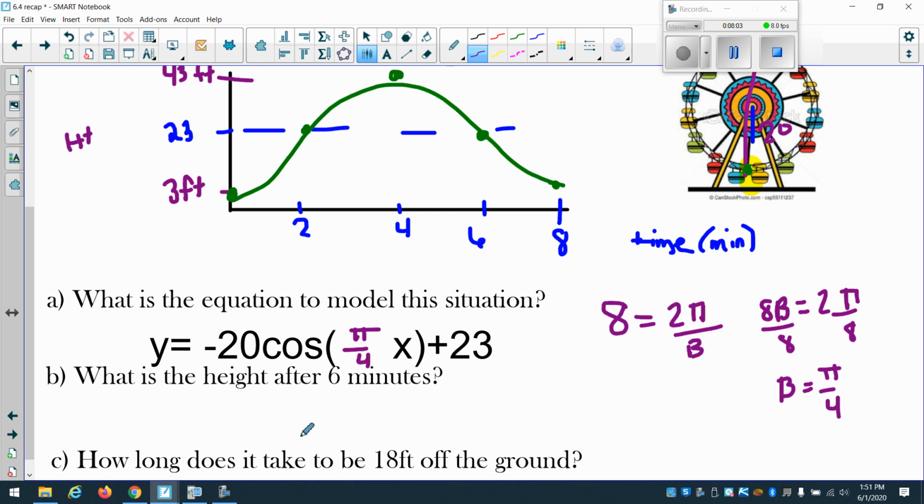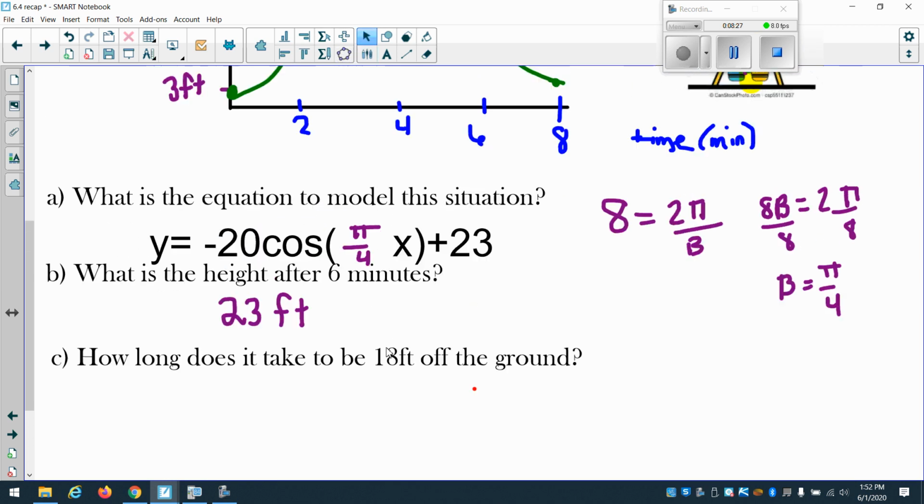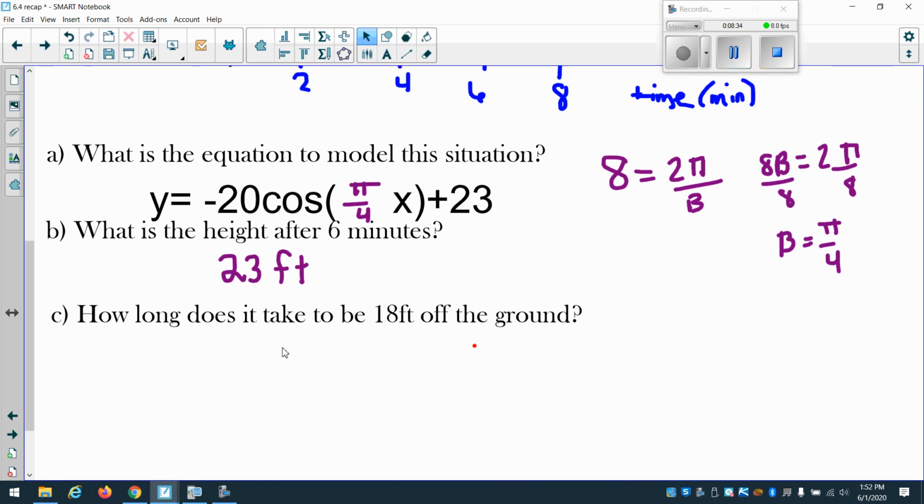So that's your equation. So now to answer B, what is the height after 6 minutes? Well, if you look at your diagram that you created, your graph, you could see that at 6 minutes, we're at 23 feet. Okay, so I will show you in a few minutes how to do that in the calculator as well. Or you could plug in 6 for x because that is your time. You can replace it with t as well.